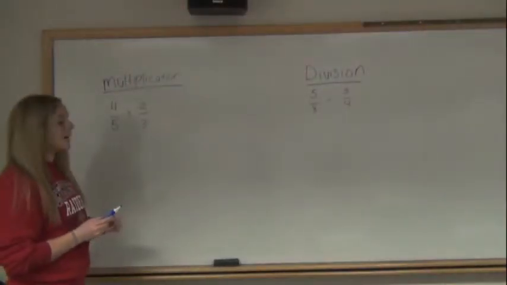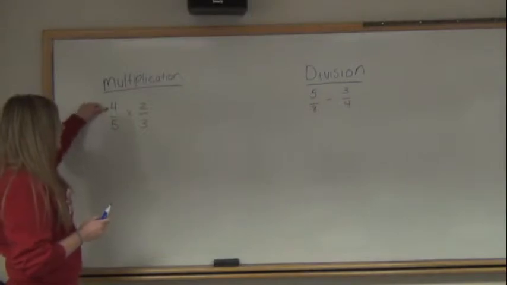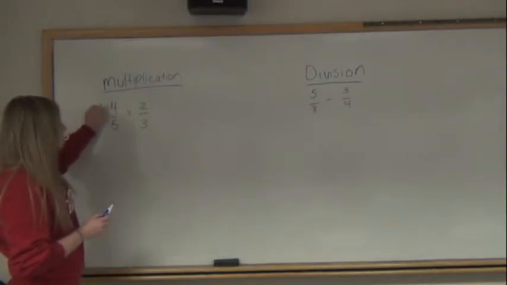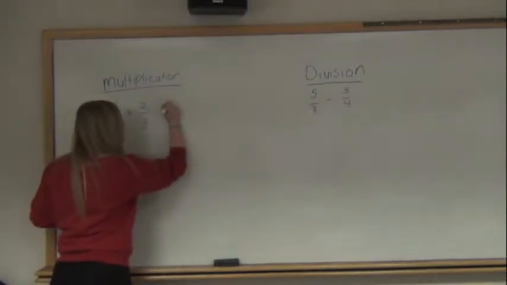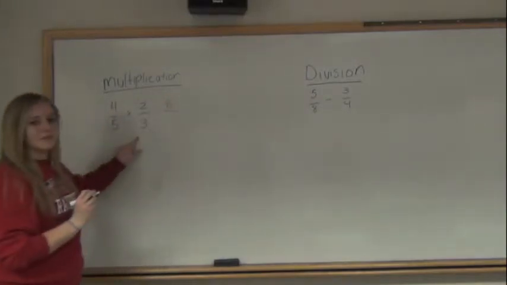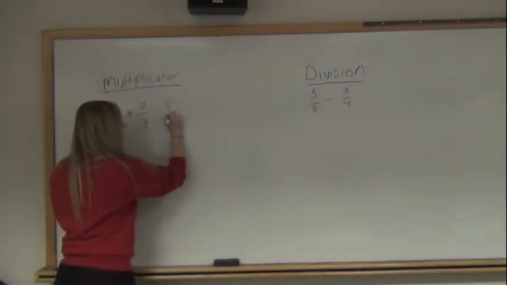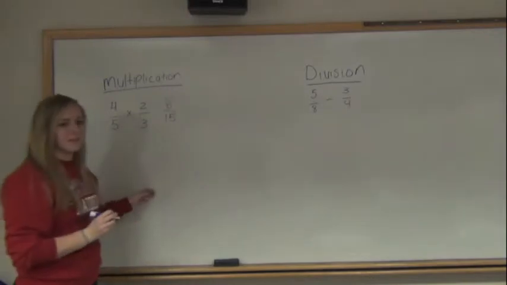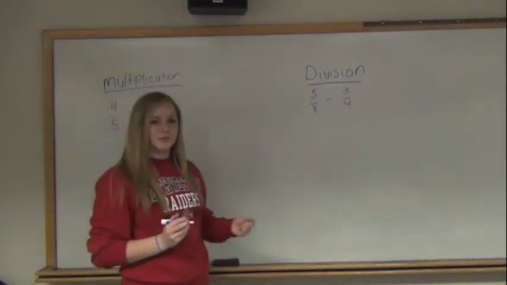When multiplying a fraction, first multiply the numerator. 4 times 2 is 8. 5 times 3 is 15. So that's your final answer there. Next, we're going to divide.